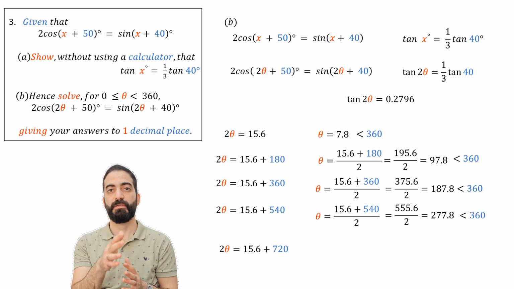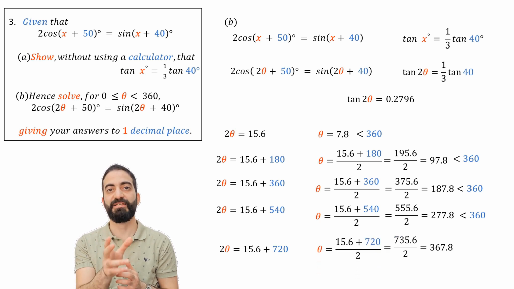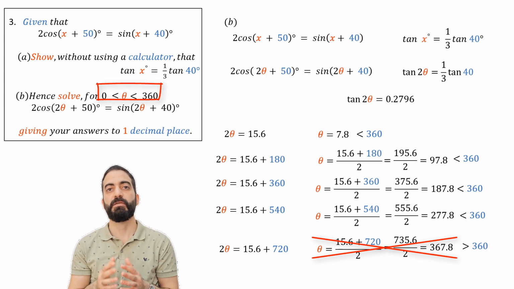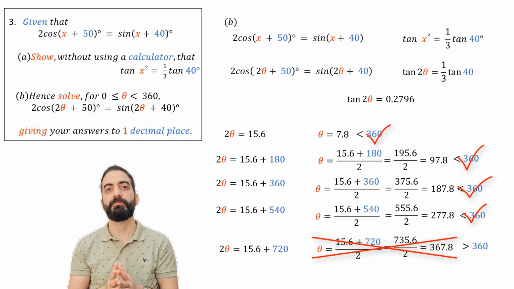And again we add 4 times 180, so equal 720, and we get that θ equal 367.8, but this does not apply to this condition. This means that we must stop here, and we have 4 answers for θ.